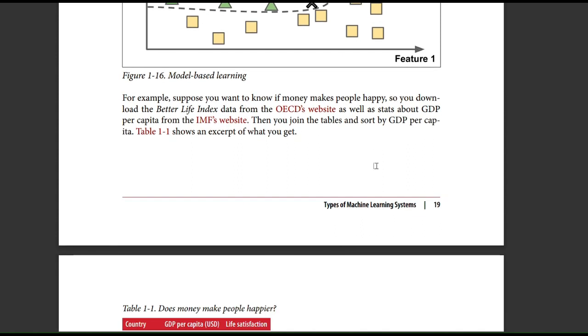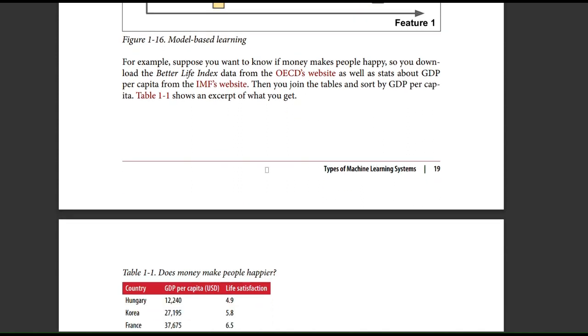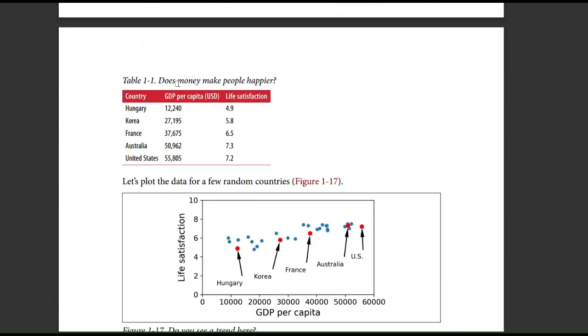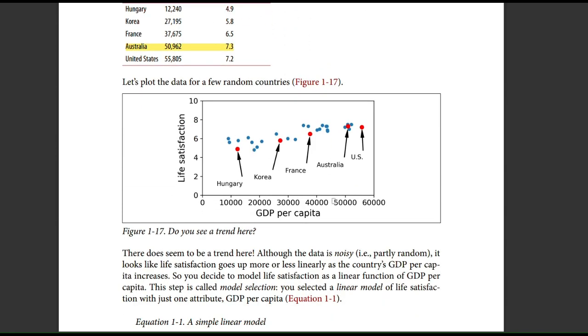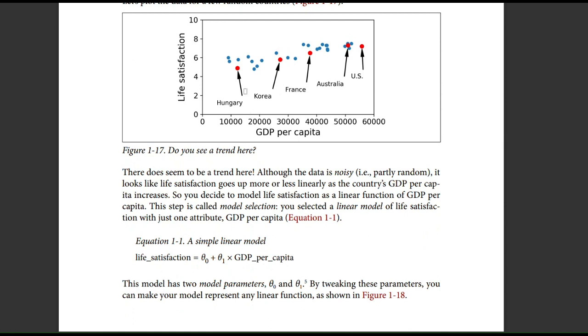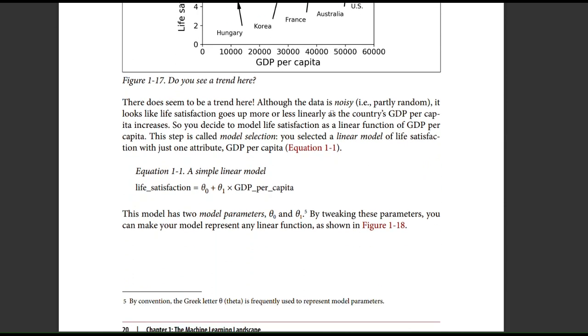For example, suppose you want to know if money makes people happy, so you download the Better Life Index data from OECD's website, as well as stats about GDP per capita from IMF's website. Then you join the tables and sort by GDP per capita, which shows an excerpt of what you get. So this is the GDP per capita and this is the life satisfaction. So a country that has higher GDP per capita has better life satisfaction. Let's plot for a few random countries. This is what you observe.